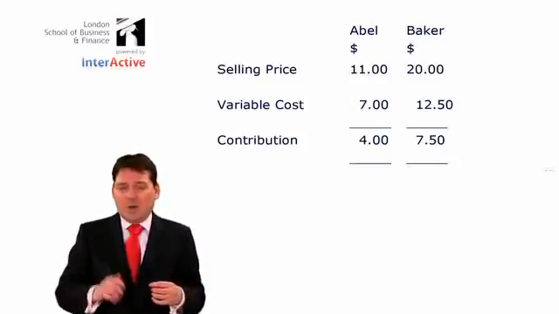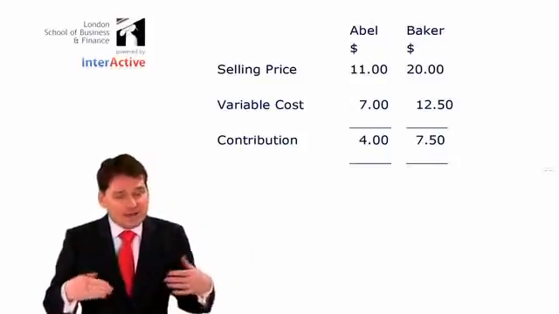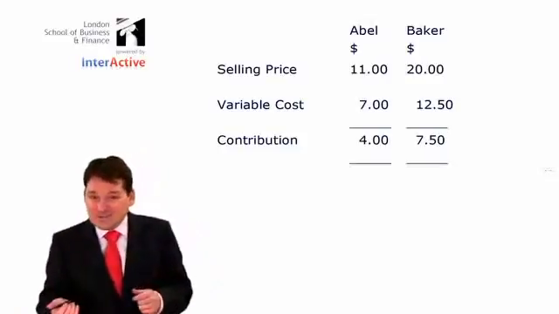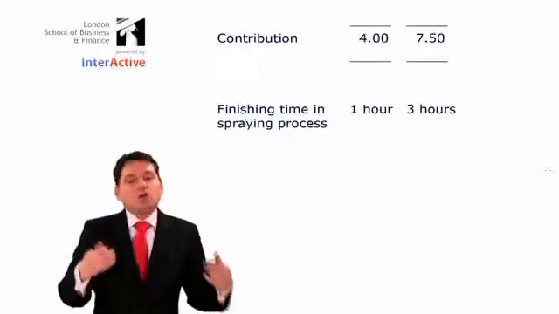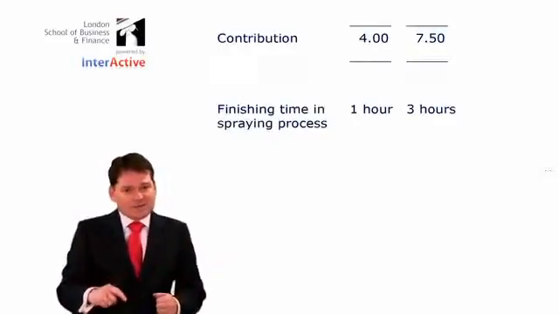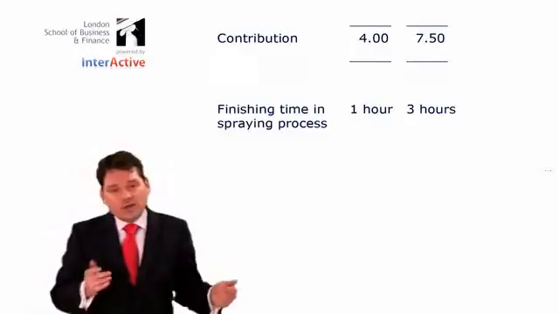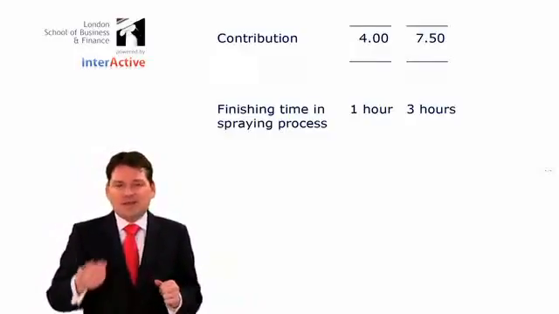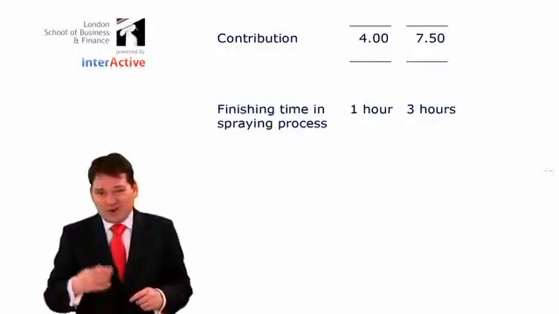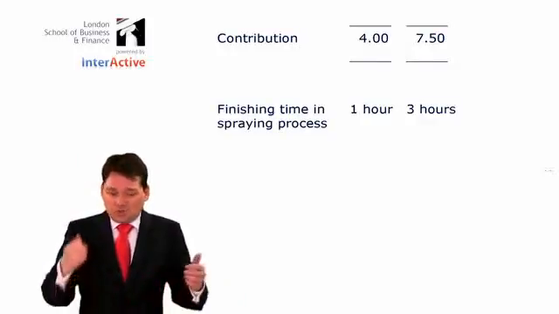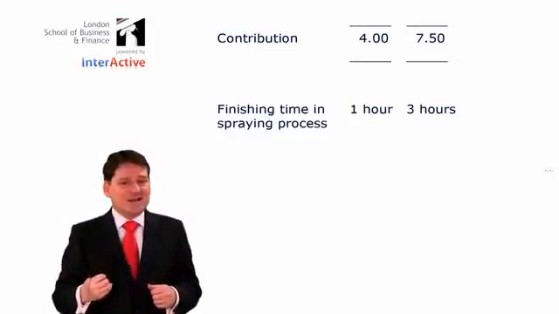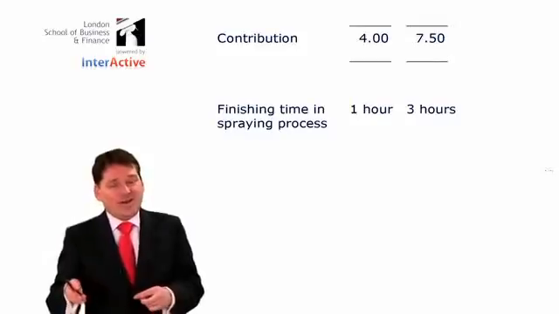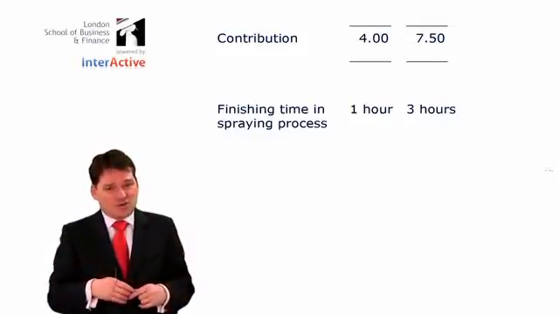So we now need to know how much of the limiting factor, whatever that is, does it actually use up? So we can now see that Able only uses 1 hour of the limiting factor, whereas Baker uses 3 hours of the limiting factor. So although Baker is better in that you get more contribution per unit, it takes longer of a resource that we don't have much of.